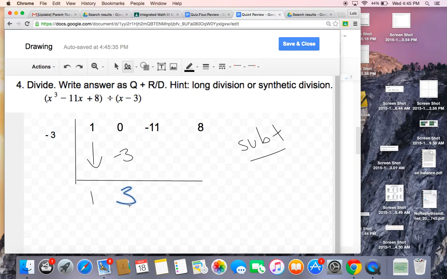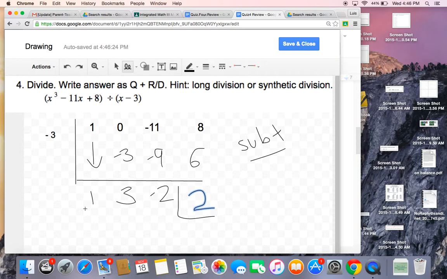I'm going to multiply again. So 3 times negative 3 is negative 9. And again, instead of doing negative 11 minus 9, since I'm subtracting, negative 11 minus negative 9 will be negative 11 plus 9. That gives me negative 2. And finally, I'm going to multiply negative 2 times negative 3 to get 6. Again I'm subtracting, so I change the sign and this becomes minus 6. So 8 minus 6 is just 2.